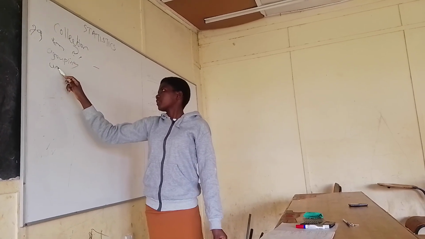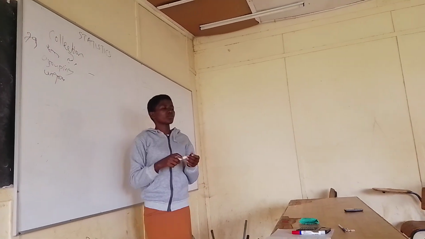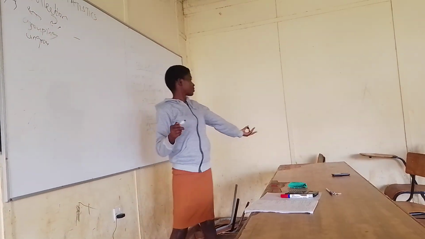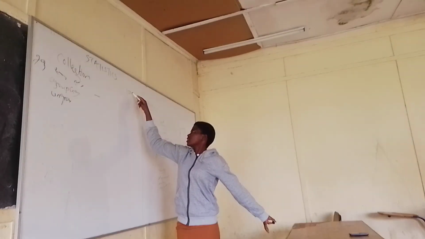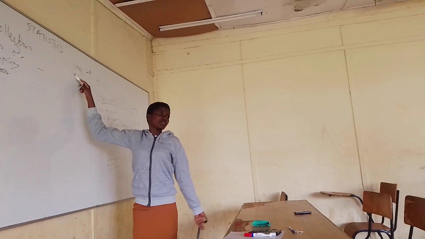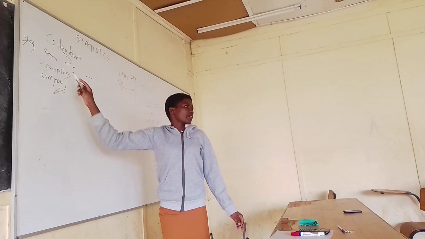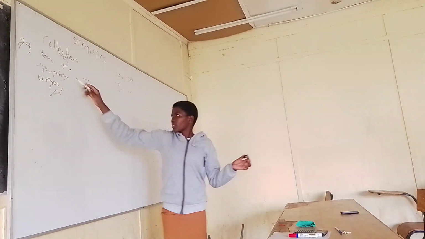or ungrouping. Like maybe you ask one person, she tells you the age is 10 years. The other one tells you it is 20 years. The other one is 15 years. Then you just leave them like that. That is ungrouping.